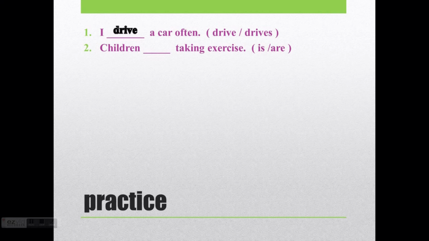Children dash taking exercise. This is in present continuous tense. So we should use is or are. It is a plural subject. So we should use are. Children are taking exercise. She has dash me the message. This is in present perfect tense. So we should use the past participle form of the verb. Here it is given as send. So the V3 form of send is sent. She has sent me the message.